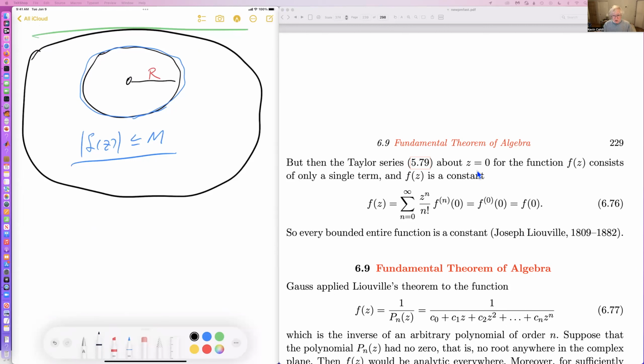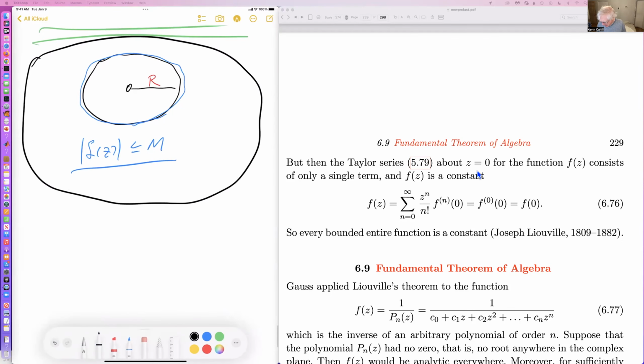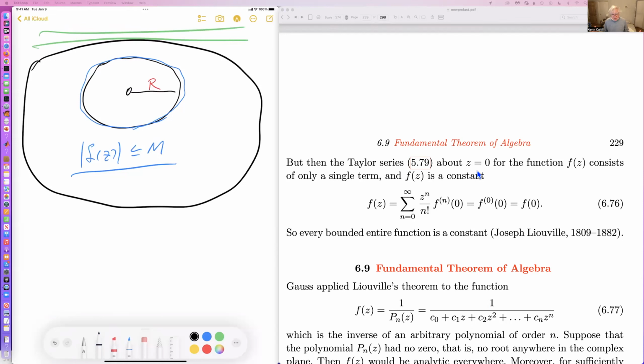And one theorem of complex variable theory actually is that if you have a function that's analytic everywhere and isn't a constant, then it can't be bounded. And in fact, as you send z to infinity in some direction, it's bound to diverge.